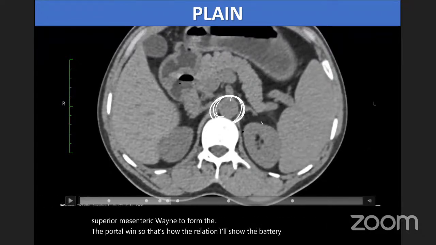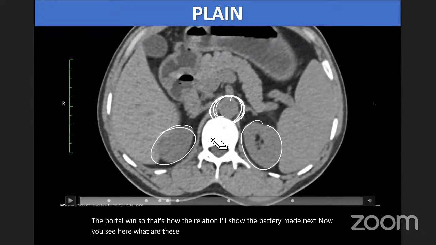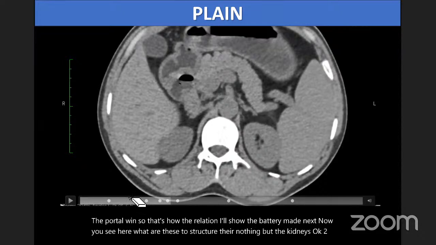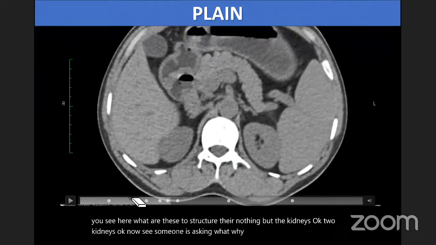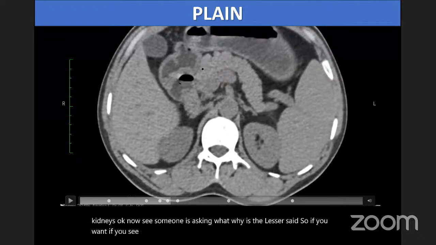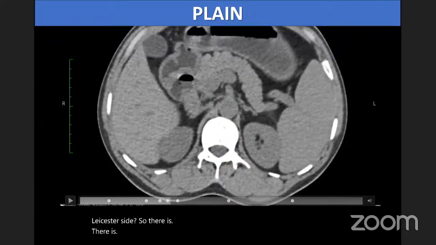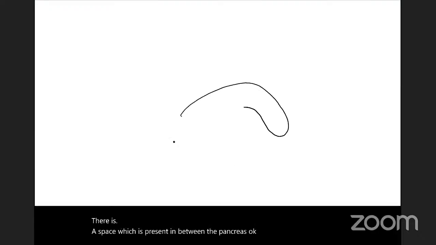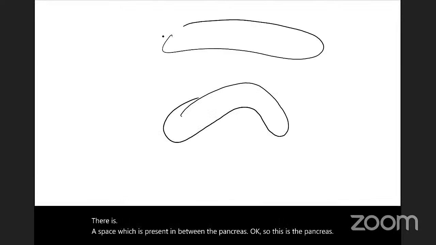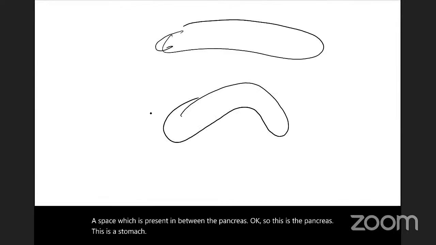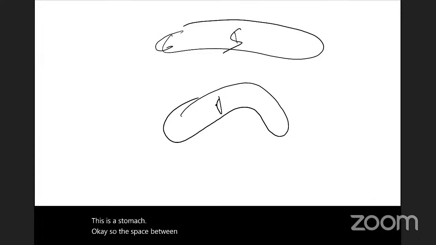Now you see here, what are these two structures? They're nothing but the kidneys. Now see, someone was asking why there is a lesser sac. How is the anatomy of the lesser sac? There is a space present between the pancreas and the stomach. So this is the pancreas, this is the stomach, and the space between the stomach and the pancreas is nothing but the lesser sac.